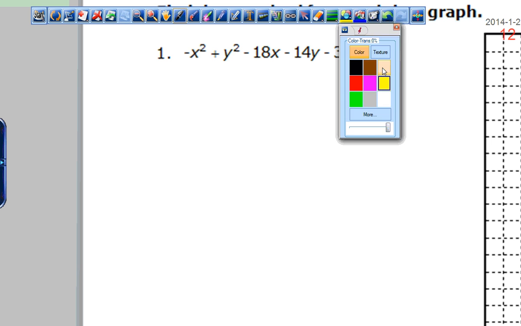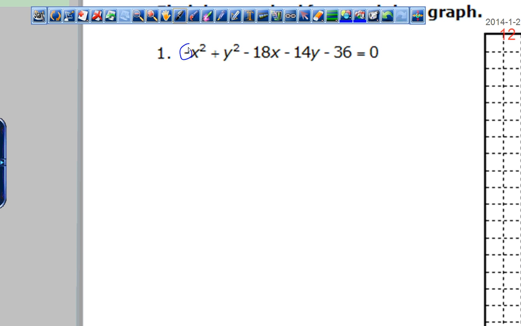First thing, when you get all our x's and y's together, I don't really like this negative sign there, so I'm going to put my y squareds first. So y squared minus 14y minus x squared minus 18x equals 36. Now the next thing I'm going to do is complete the square, so I need to take half of this 14y and square it. So half of 14 is 7, squared is 49.